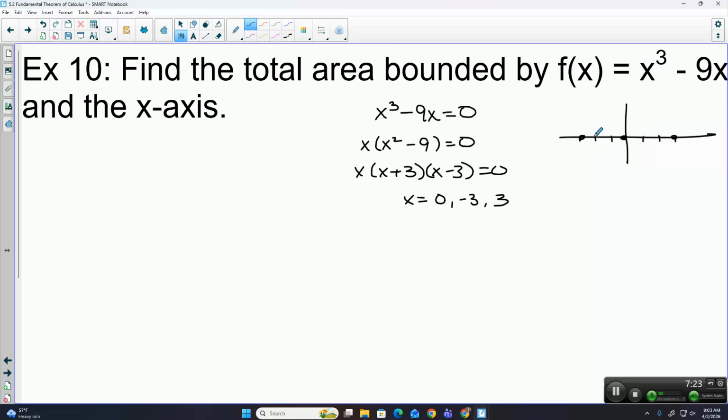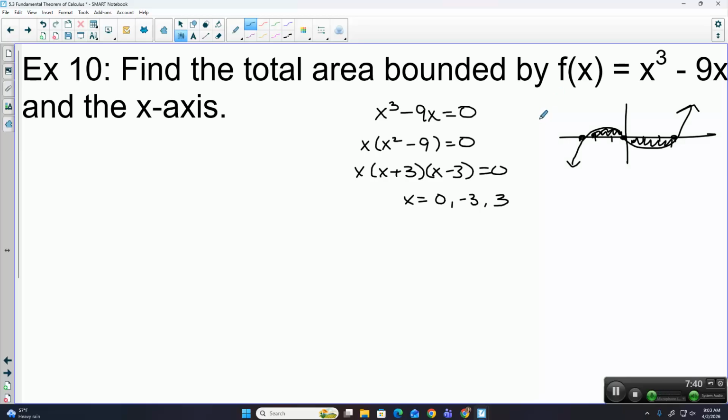We know x cubed is a chair function, so it starts down here. It's just looking like this. So I'm finding, we got total area from there.